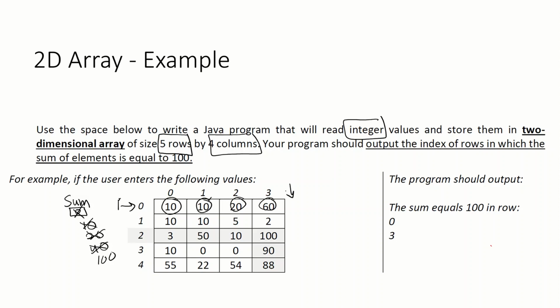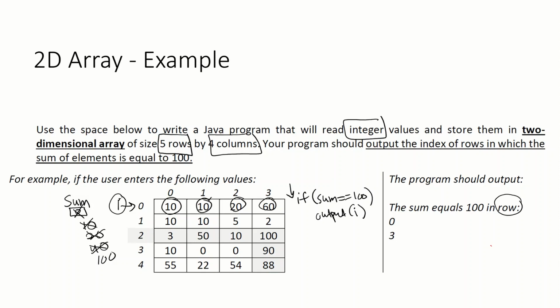Once you reach the end of your columns, then you have to double check the value of the summation. So here we should have an if statement, and we will just double check if the value of summation is equal to 100. What do we need to do? We need to output the row number. So the row number is actually the value I. So here I have to output the current value of I. So here we have to output the value 0.